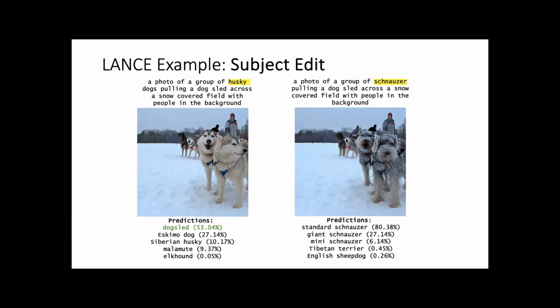It's important that you are not changing the ground truth class. So the ground truth class here was dog sled. We don't want to change anything to do with that. But what we can change is some other subject, like the dog breed. And then again, we can look at the output predictions and how they might change.